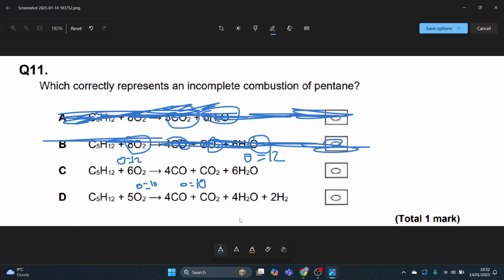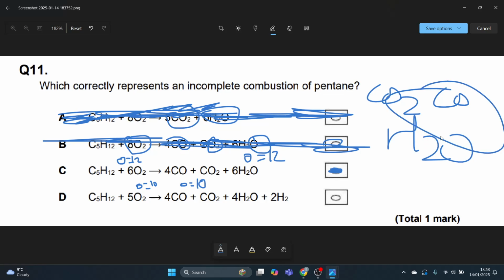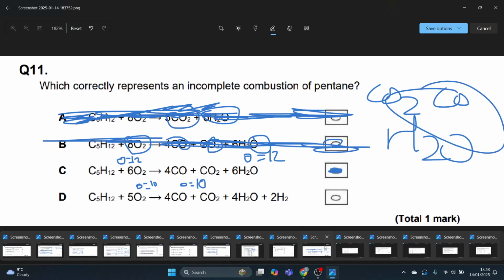But why would we form hydrogen? We're not going to form hydrogen. Definitely not, if it was incomplete combustion, from carbon dioxide, carbon monoxide, and water. So the only thing different that we're forming is carbon monoxide, not water.